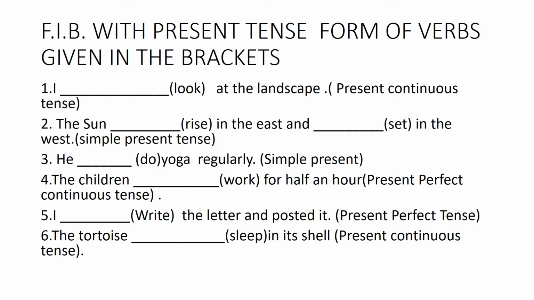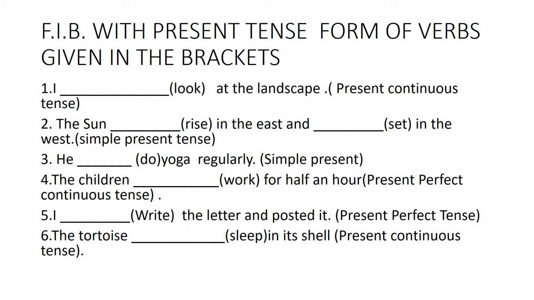Fill in the blanks with the present tense form of the verbs given in the bracket. I dash at the landscape. You have to use present continuous tense. It has three forms: is, am, are. The subject is I. So we have to use: I am looking at the landscape.